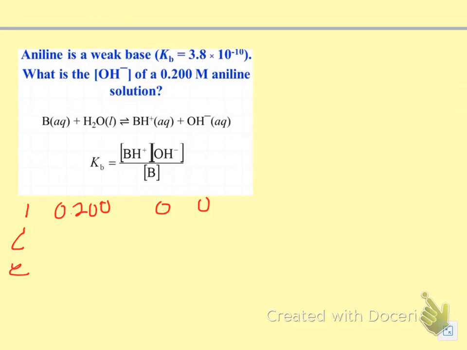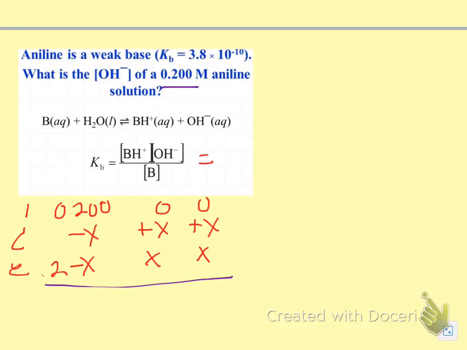Okay, so I can set up an ICE table, and initially I have 0.20 molar of the aniline solution and none of the ions. My balanced equation is minus x, plus x, plus x. So my equilibrium concentrations are shown here. I can take that expression and plug in what I have from my ICE table, and I end up with x squared over 0.2 minus x.